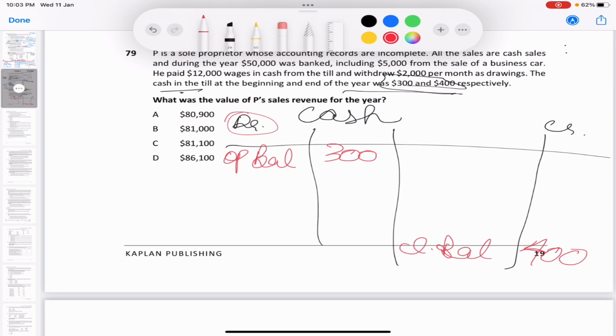Next, let's go step by step. All the sales are cash sales, and during the year 50,000 was banked, which means bank has been increased. So when you put your money in the bank, cash in hand reduces, right? So cash is getting credited in bank 50,000, including 5,000 from the sale of a business car. Let's come to that. He paid 12,000 wages in cash.